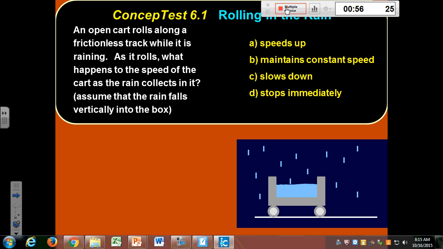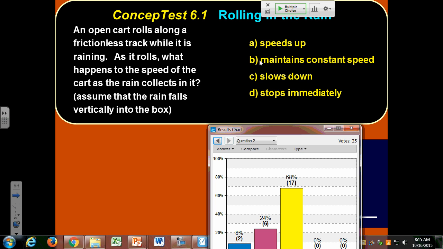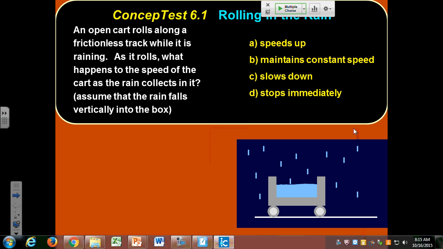All right, I'll stop at 1 minute. 1 minute. All right, C is right. It's going to slow down because, hold on, give me a second.